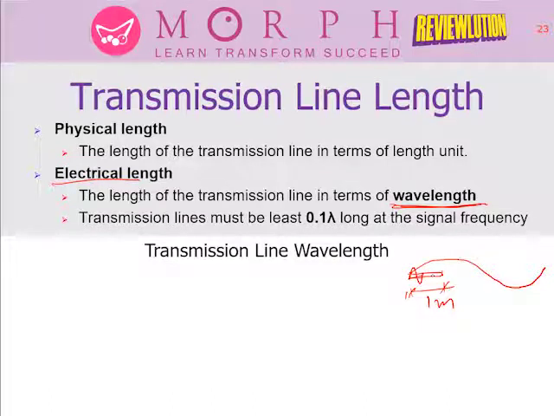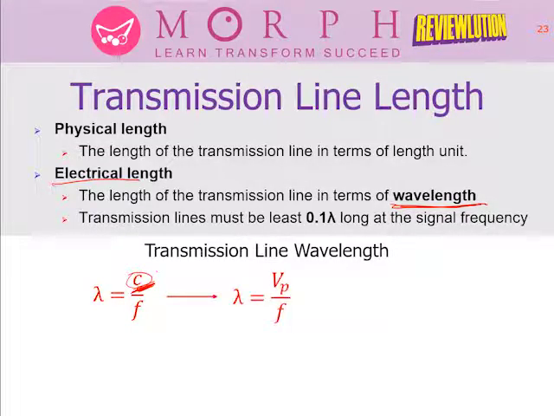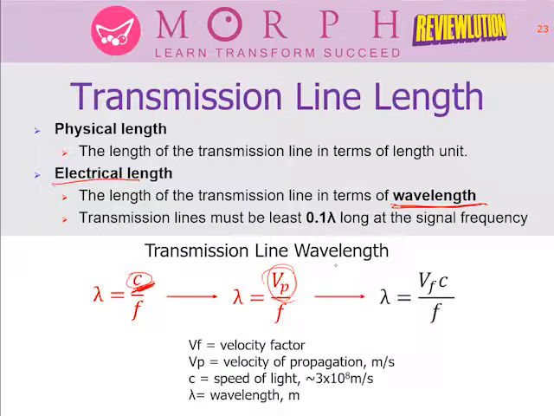So in transmission line wavelength, we need to make sure that we measure our wavelength correctly. So we will no longer use just C over F, because the speed of electromagnetic energy in our transmission line does not reach C. We need to make sure that the C is not just C, but the actual velocity of the electromagnetic wave inside the transmission line, which is the velocity of propagation. And we know that the velocity of propagation is equivalent to C times velocity factor. So that is our formula.